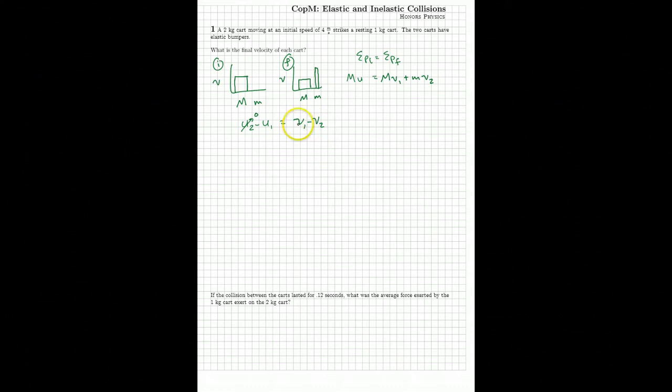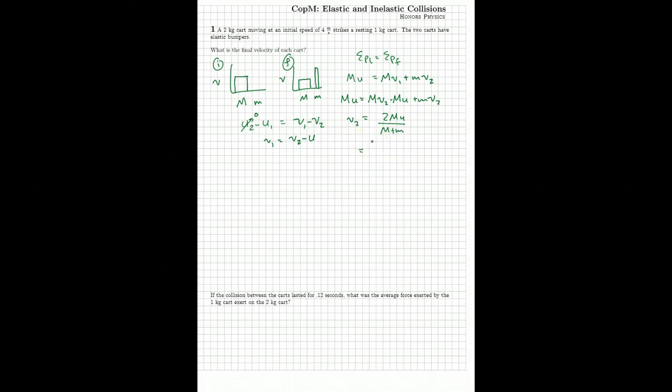So I'll solve for v1 first. v1 is v2 minus u, and I'll sub that in over here. So big M u is big M v2 minus big M u plus little m v2. I'm going to keep the v2s on this side and move that one over to the other side, and that gives me 2 big M u. And if I factor, I get big M plus little m on this side, so I'll divide by big M plus little m.